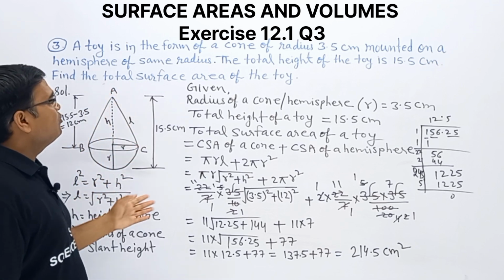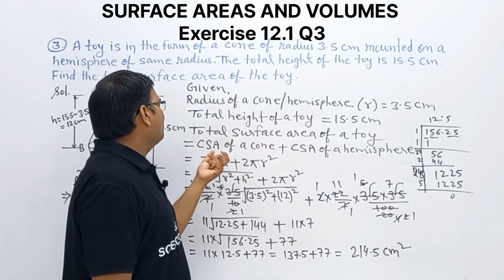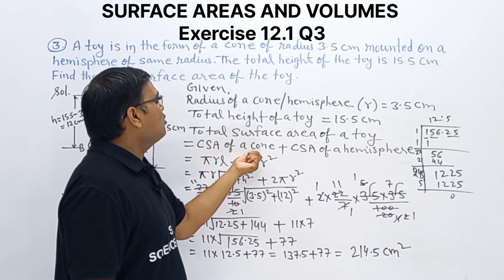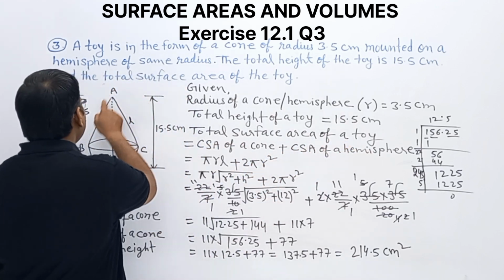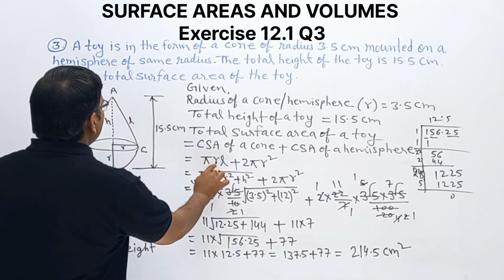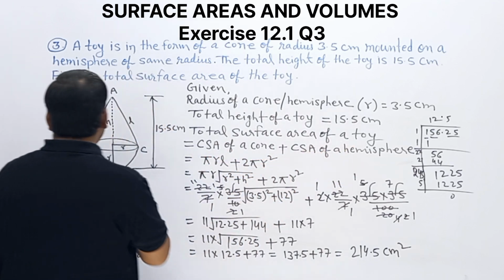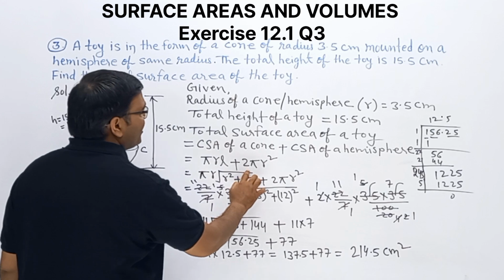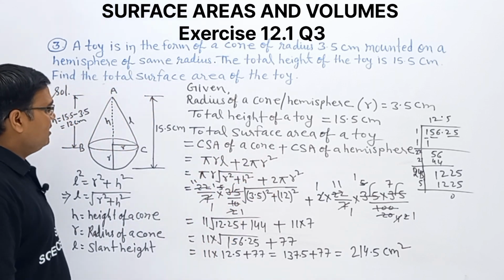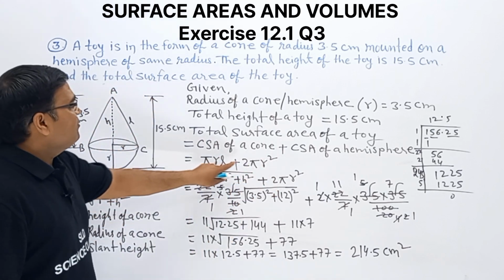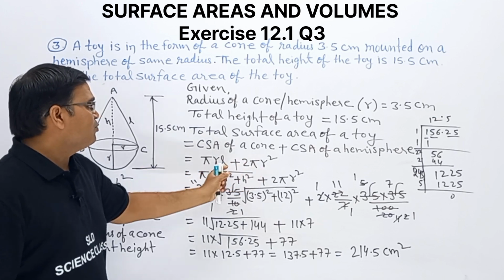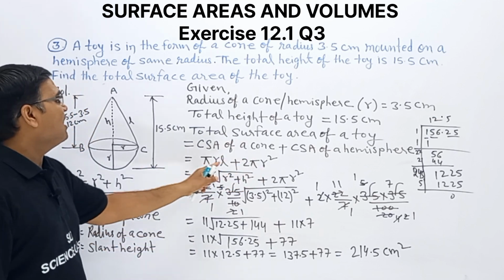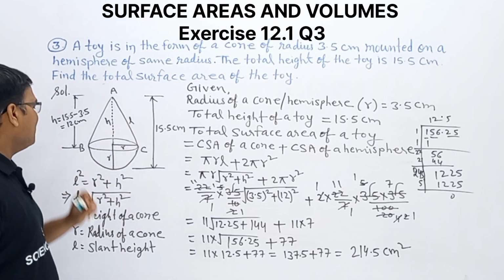So we will use total surface area of a toy will be what? Curved surface area of a cone plus curved surface area of a hemisphere. Curved surface area means this part pi rl plus curved surface area of a hemisphere, this one, and its formula is 2 pi r square. Simple, we know well. Now r we are having, r is the radius of a cone, r is the radius of a hemisphere. Both things we are having and both are the same. But L we are not having. L is what? Slant height.